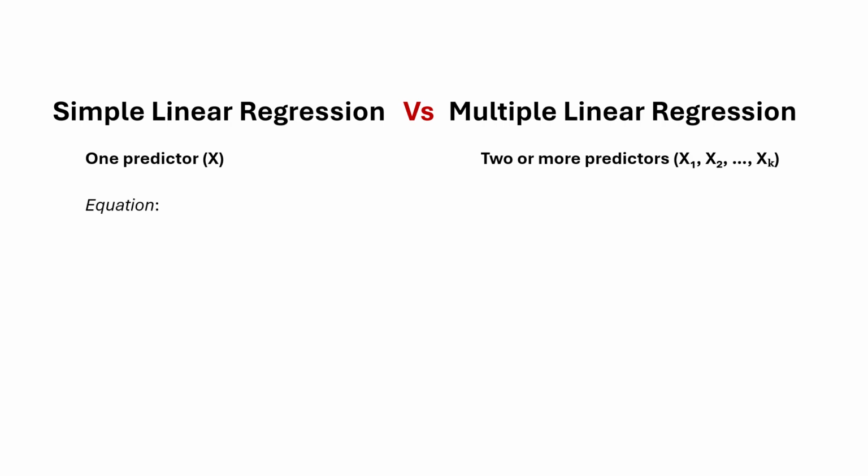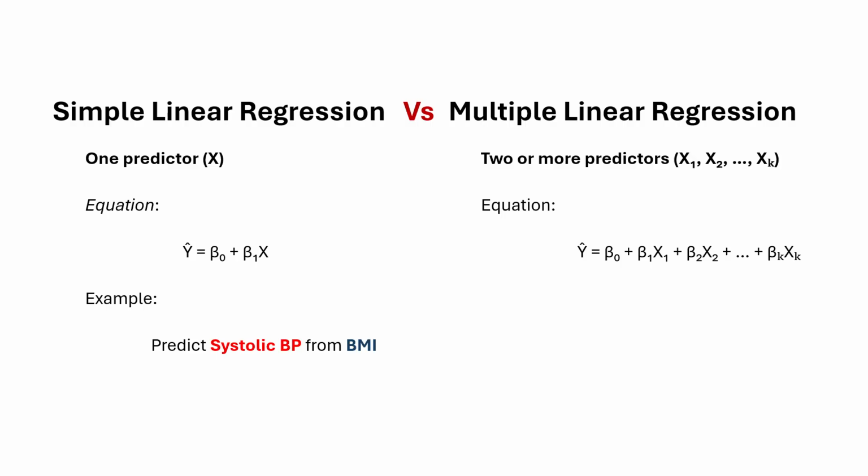The equation for simple linear regression looks like this. We will discuss more about this in the next few slides. And the equation for multiple linear regression is obviously a little bit more complex, like the one you see on your screen. An example for simple linear regression is that you might like to predict systolic blood pressure based on just one predictor, that is BMI. In the case of multiple linear regression, we might like to predict the same systolic blood pressure based on multiple predictors like BMI, sex, or age.